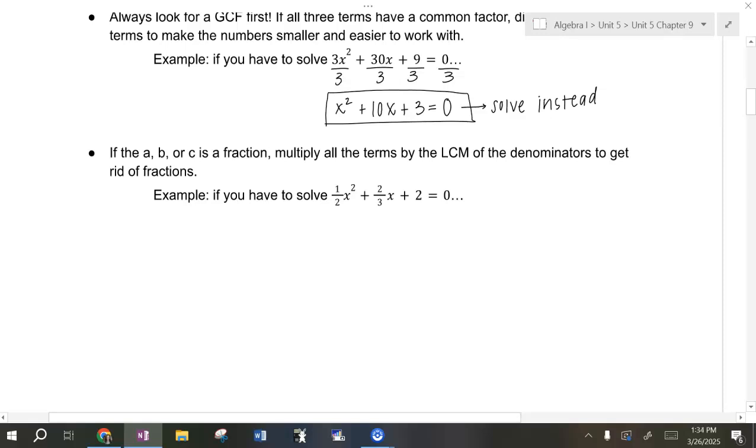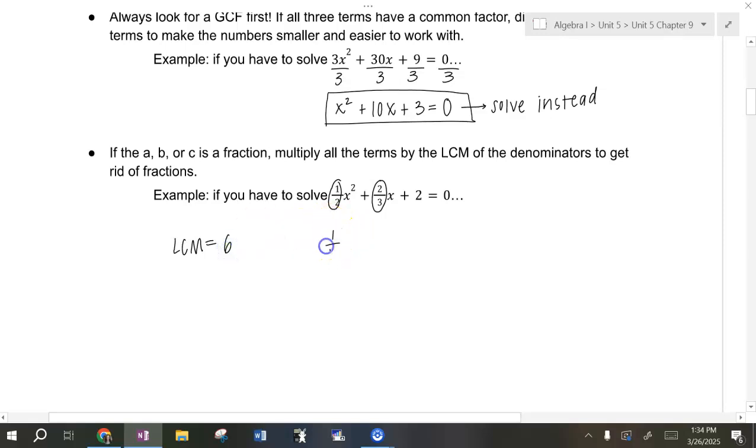Another tip is that if a, b, or c is a fraction when it's in standard form, you'll want to multiply all the terms by the least common multiple of the denominators so that you can get rid of the fractions. For example, if you had to solve 1/2 x squared plus 2/3 x plus 2 equals 0, I see that my a value and my b value are both fractions. So the denominators of those fractions are 2 and 3. You can figure out the least common multiple of 2 and 3. The least common multiple of 2 and 3 would be 6.